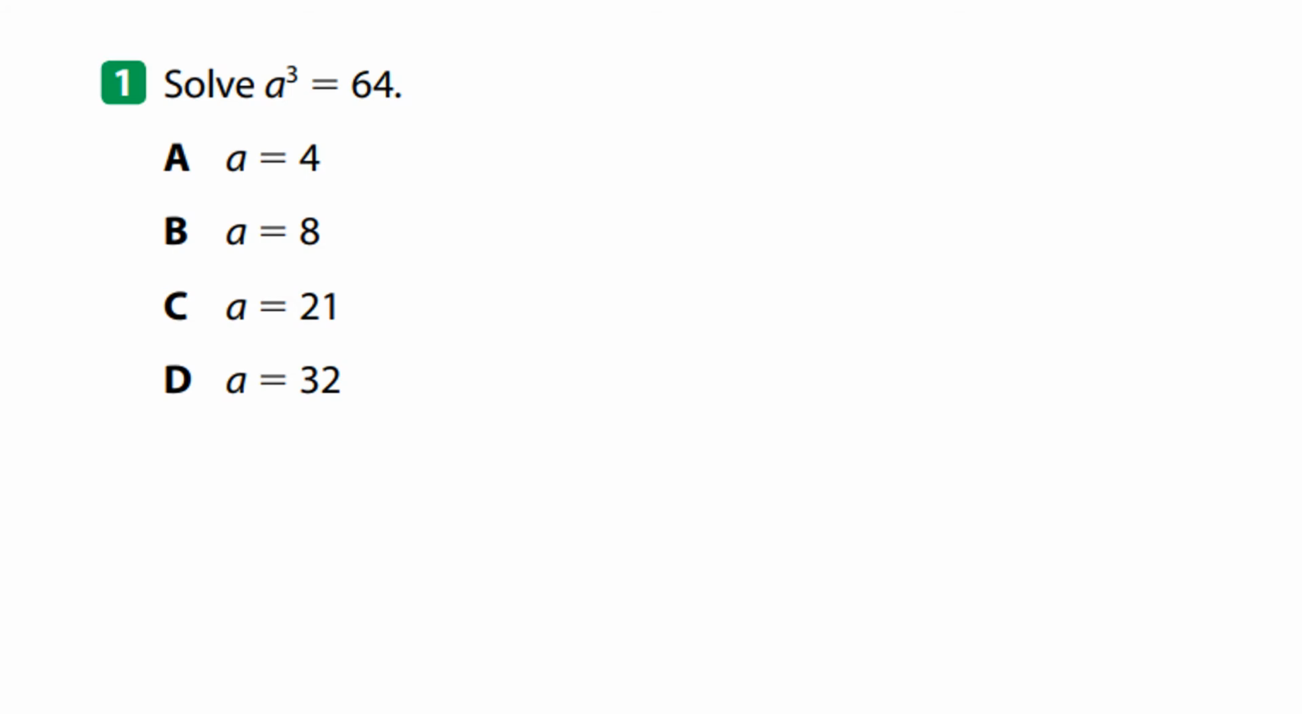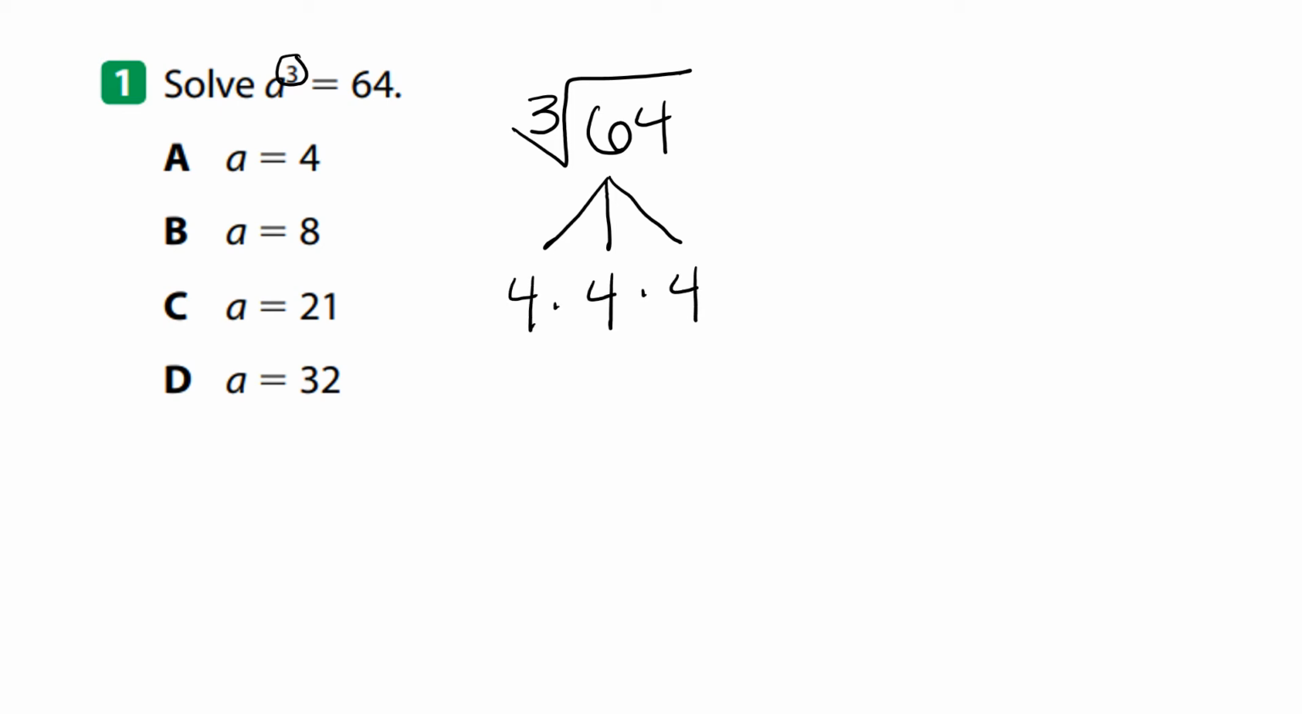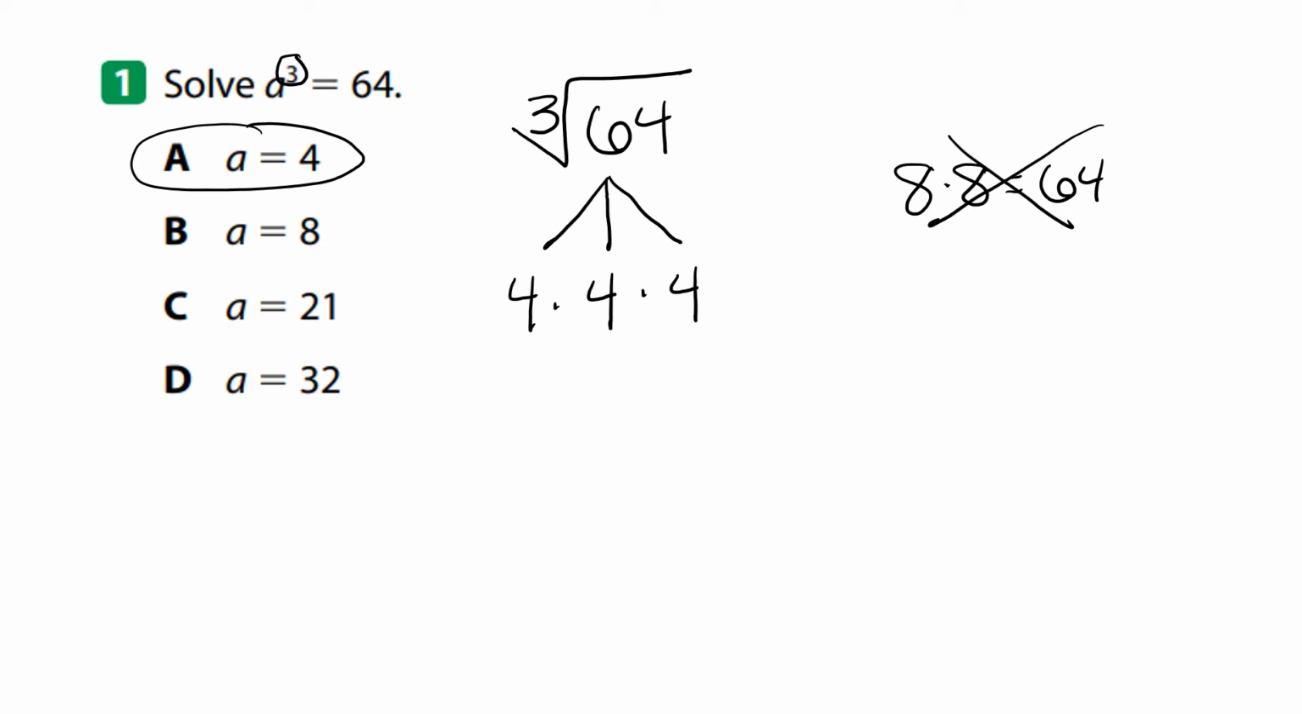For number 1, we have solve a to the third power, which gives us the answer of 64. Anytime we have the exponent of a 3, we can take what is called the cubed root of 64, which means we're breaking it down into the number 3 times, which gives us 64. The correct answer is going to be 4. 4 times 4 is 16. 16 times another 4 is 64. If you chose 8, you would only need 2 8s to get to 64, but the exponent is a 3, so that is why 8 is incorrect. We need 3 4s to get 64.